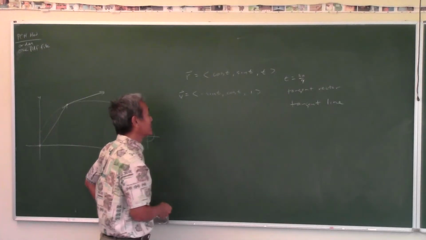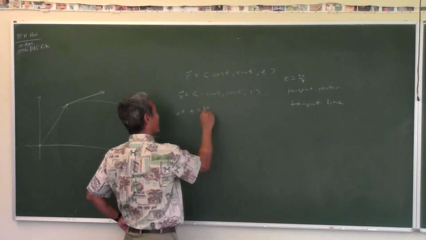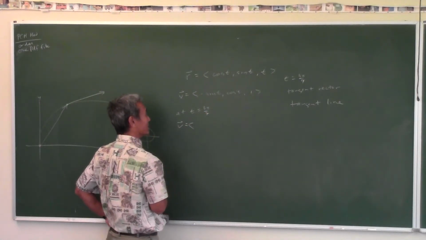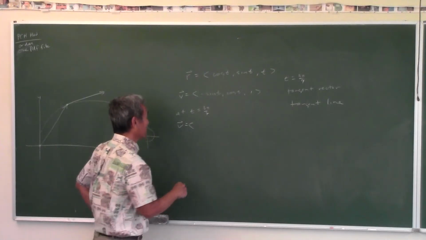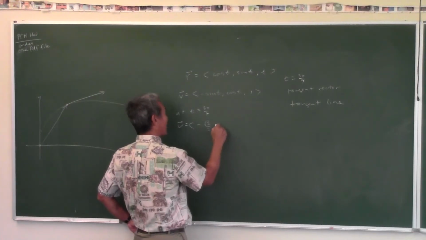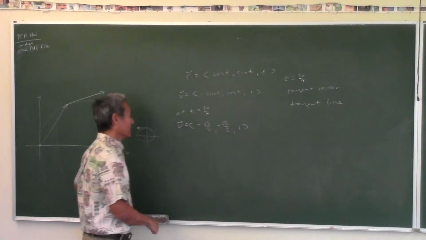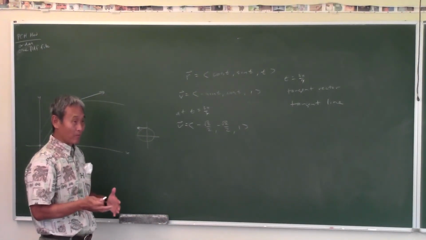So at t equal 3 pi over 4, what is the velocity vector at that time? Plug in 3 pi over 4 and you get negative root 2 over 2, negative root 2 over 2, 1. So that is the tangent vector at that particular point in time.